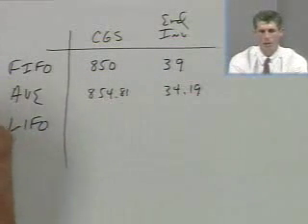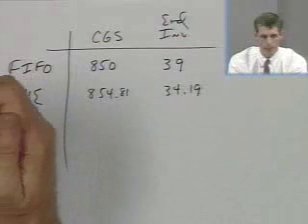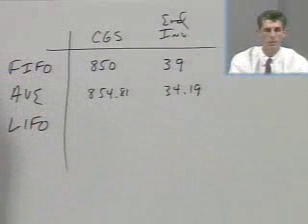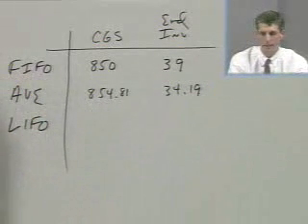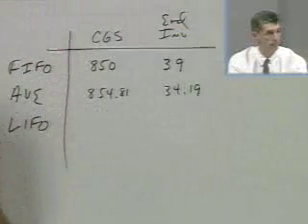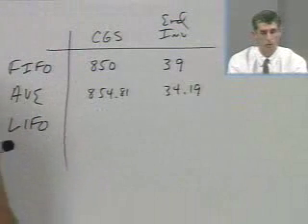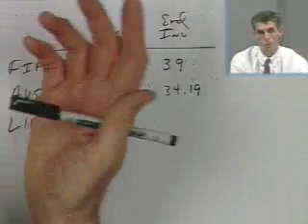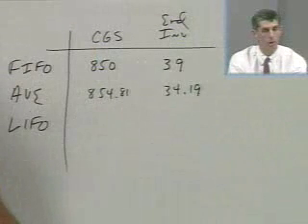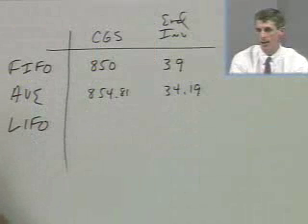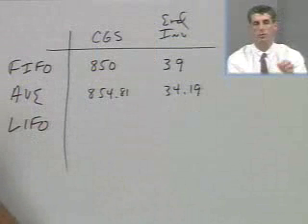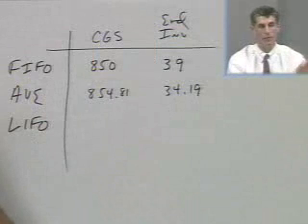Because it turns out that if you're the CFO of a company, you get to choose which method you want to use. GAAP says you can use any one of these methods you want. So the question I'm going to ask you is, why would you choose one over another? Well, in order to make that decision, you have to understand what kind of results you're going to get depending upon which inventory method you use.